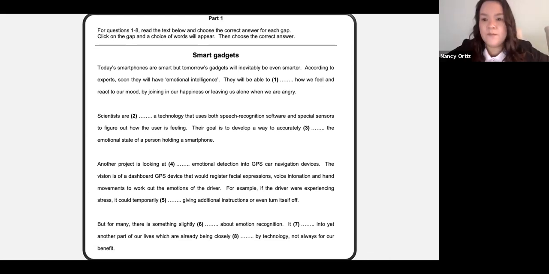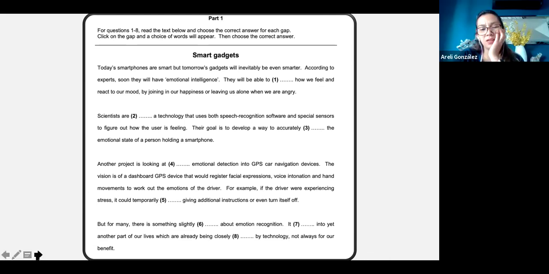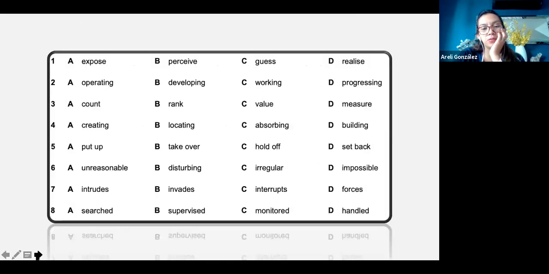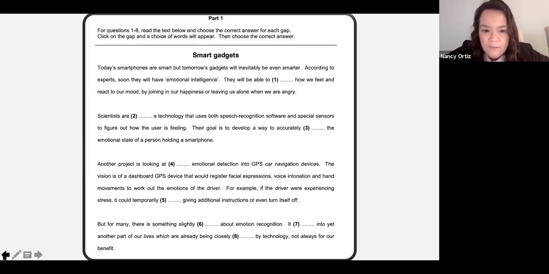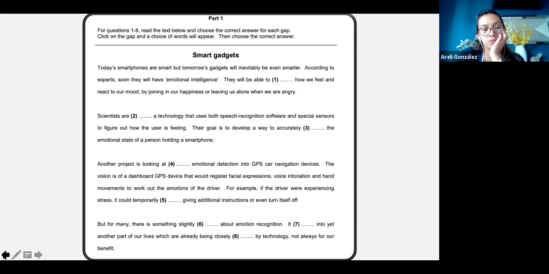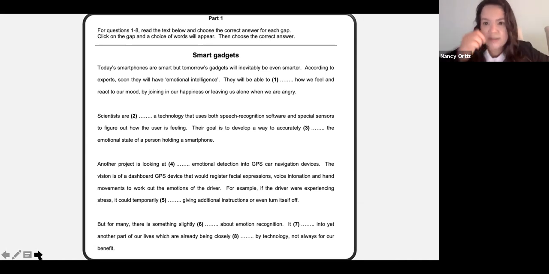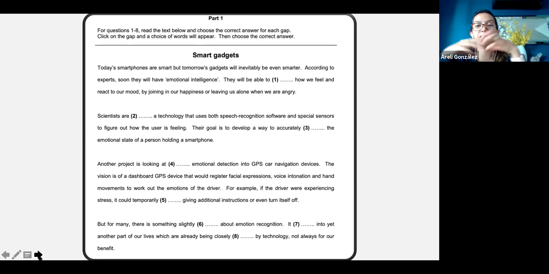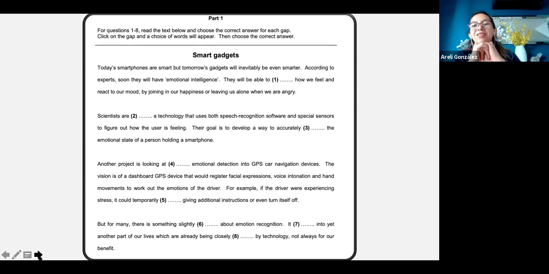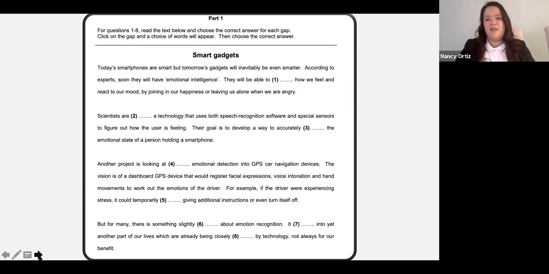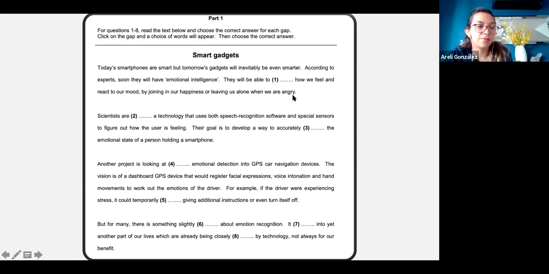In the last one, I put handled, but you said that it's monitored, right? Let's see. Into yet another part of our lives, which are already being closely monitored. Monitor is like watching, like Big Brother, observing. Handle is that you manage, you completely control. If you say handle, they already have the control. Here they're just observing. Okay, thank you.